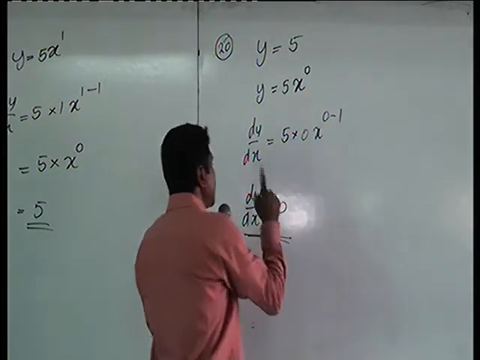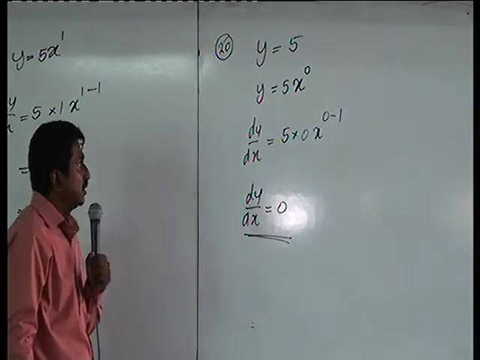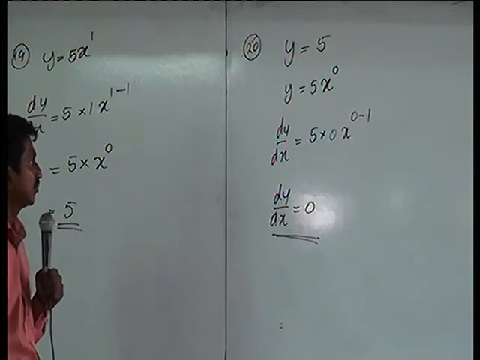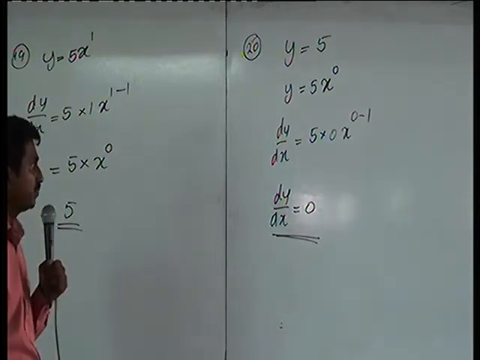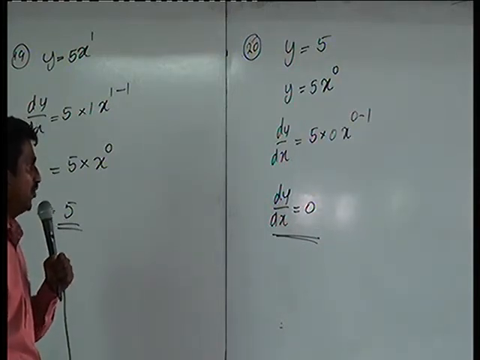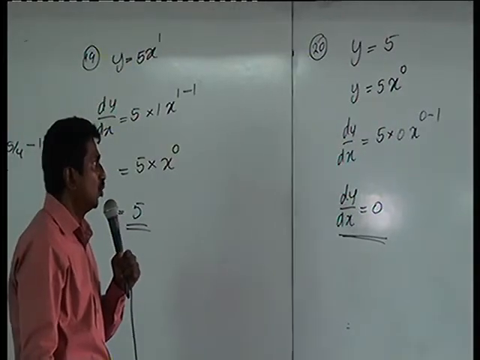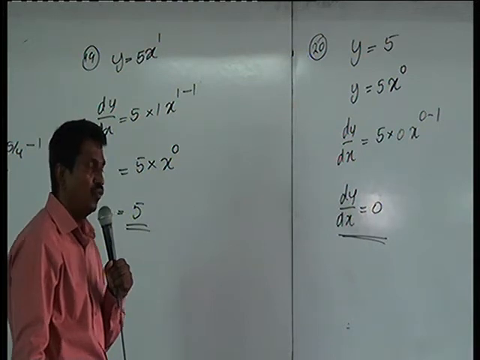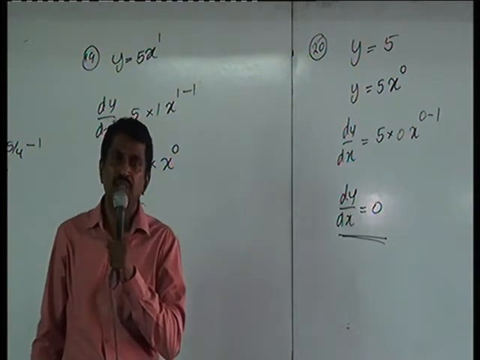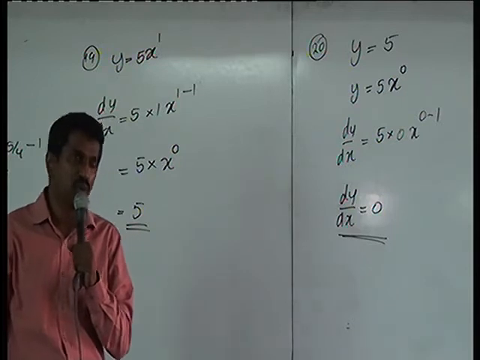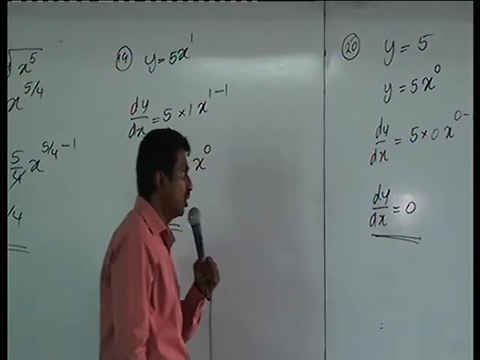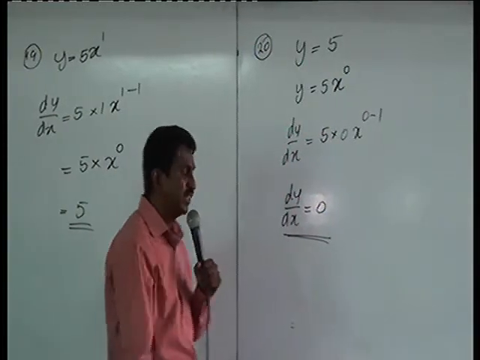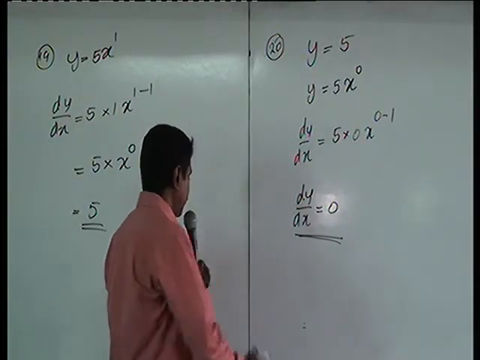This is a very important concept in future. So write down, put a star. Put a star and write down. When you differentiate a constant, the answer is always 0. The answer is always 0. When you differentiate a constant, you don't have to do anything. The answer is 0. Okay.